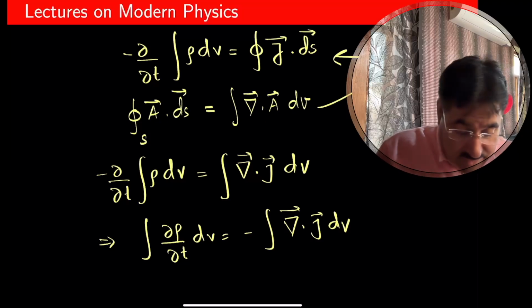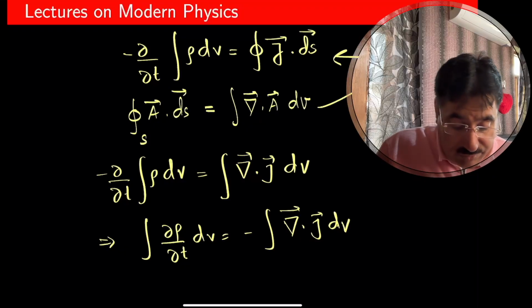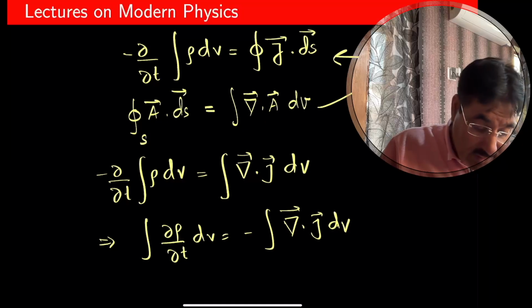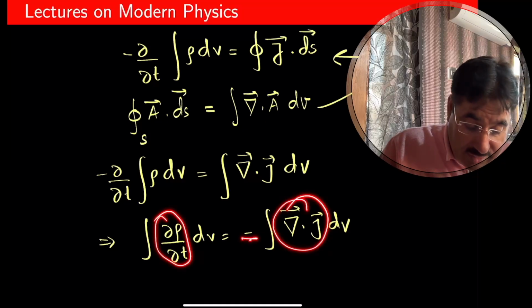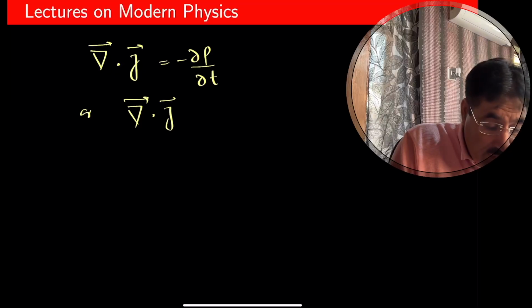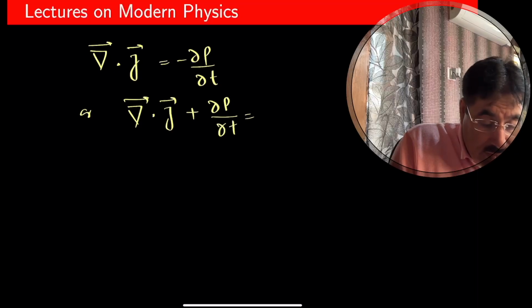Now we have the same integrals on either side, right? So the integration is over the volume, the same volume, and therefore the integrands must be equal. That means this fellow must be equal to this fellow with the negative sign. So therefore I write down that the divergence of j is equal to minus del rho by del t, or the divergence of the current density plus del rho by del t is equal to 0.